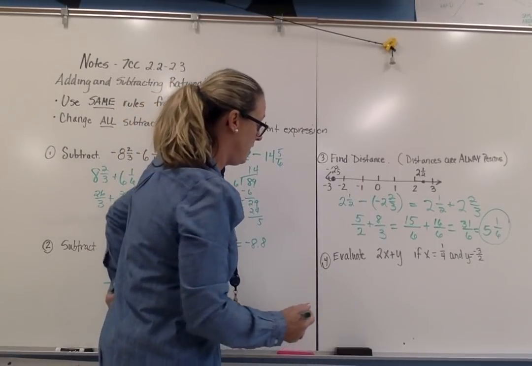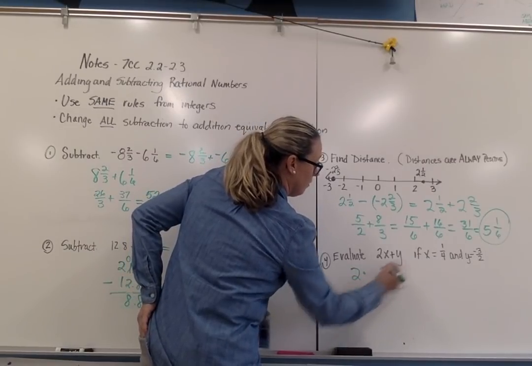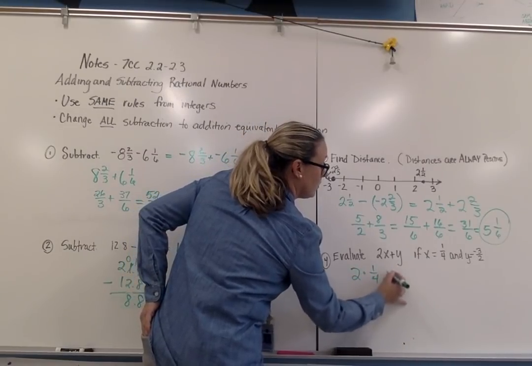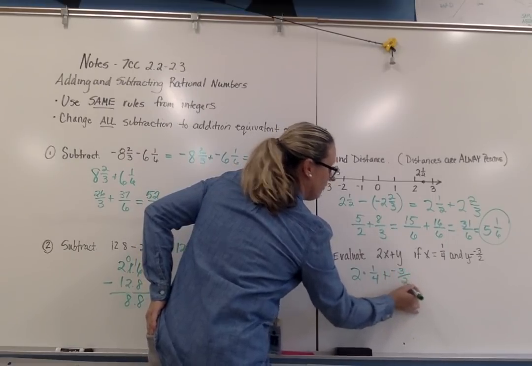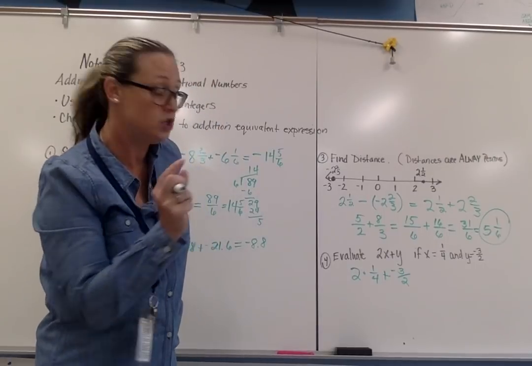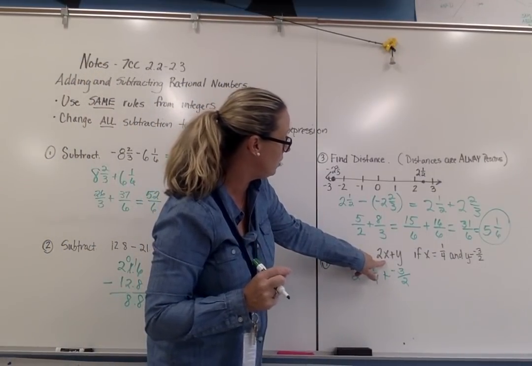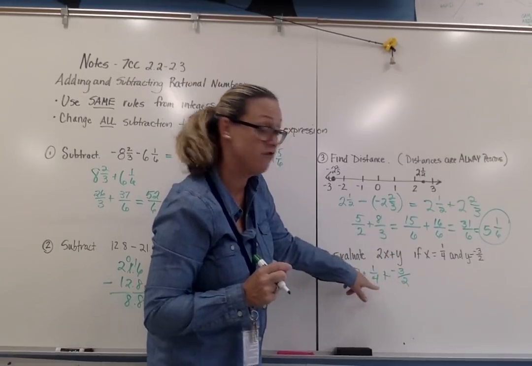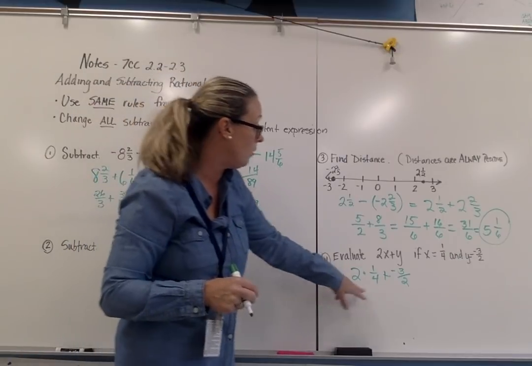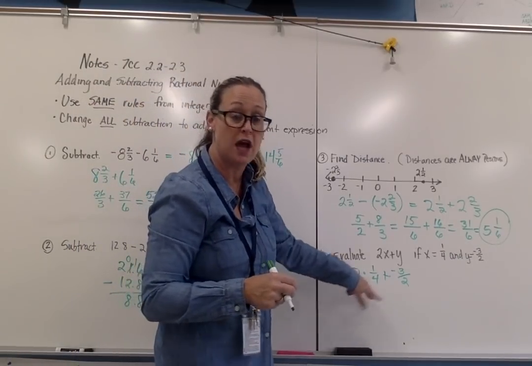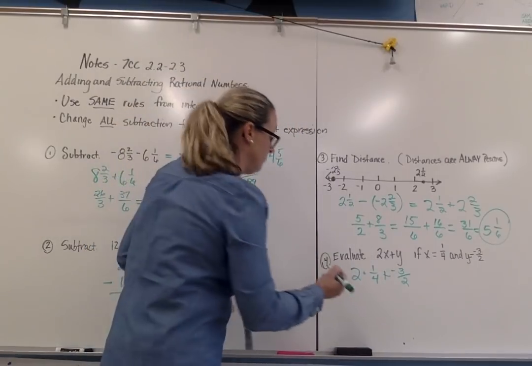If I take 2 times 1/4 plus negative 3.5, I've changed out the variables for the value of x and y. When a number and a letter are next to each other, I know I need to multiply. So I have 2 times 1/4. And then I'm going to add negative 3/2 to that.